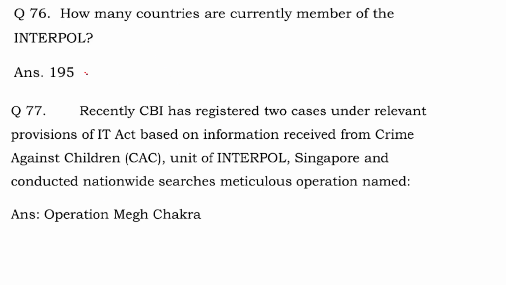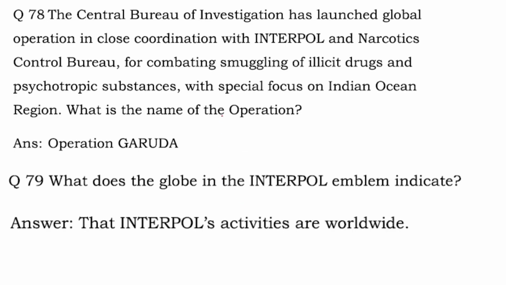76, answer is 195. How many countries are currently members of Interpol? 195. 77, answer is Operation Megh Chakra. Okay. Question number 78, answer is Operation Garuda. Question number 79. What does the globe in the Interpol emblem indicate? The answer is that Interpol's activities are worldwide.